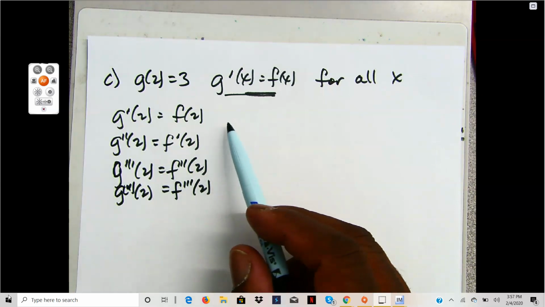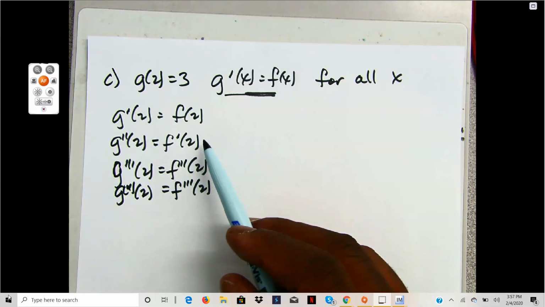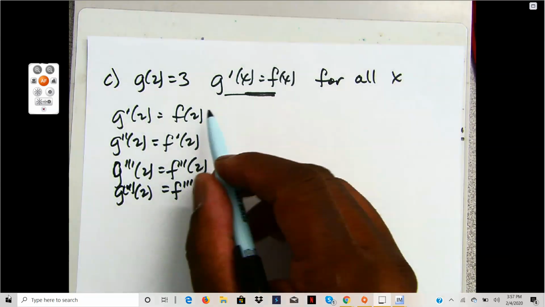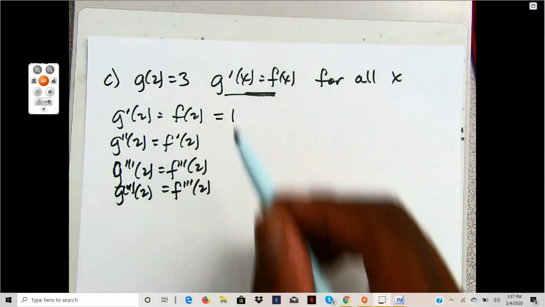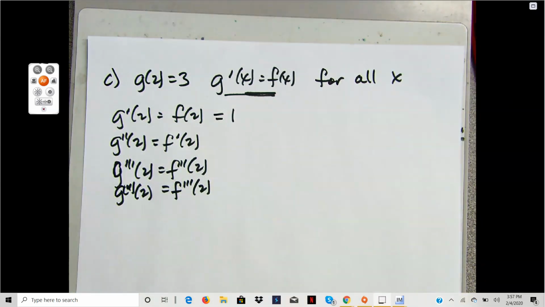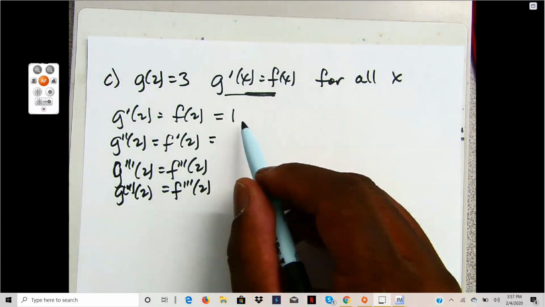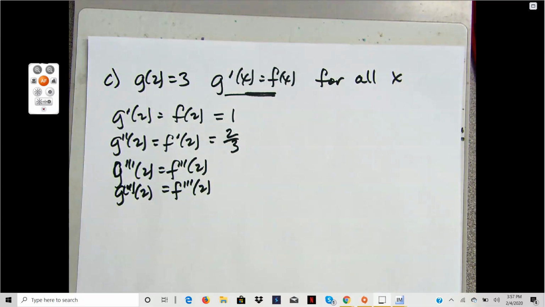So these values we already know. We know that f of 2 from before is equal to 1. So g prime of 2 equals f of 2, which is equal to 1. g double prime of 2 is equal to f prime of 2, and f prime of 2 is equal to 2 factorial over 3.